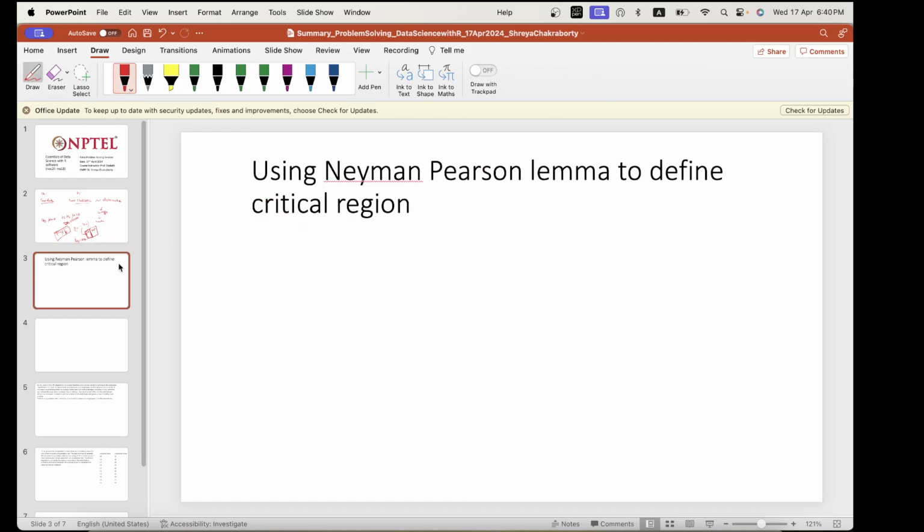Okay. So first, do you want to say something? Okay, fine. So in order to define the critical region, we use the Neyman-Pearson lemma. So the Neyman-Pearson lemma says that let's say your H naught is theta equal to some theta naught and your H1 is theta not equal to theta naught. All right, some other hypothesis.